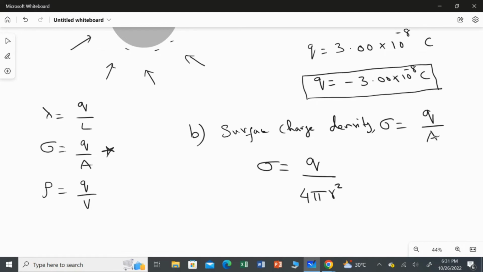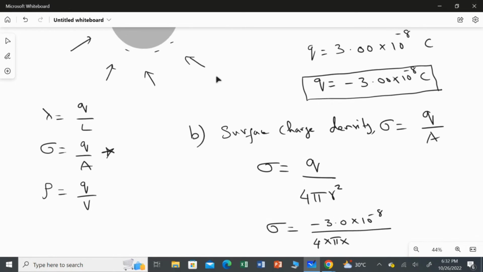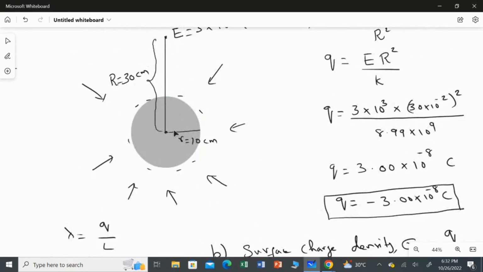Now, here I have to substitute the value of the charge. So I'm going to take the answer of the charge from the first part and substitute here. In the previous part, we found the answer for the charge. So what's the value of the charge? Minus 3.0 multiplied by 10 to the power of minus 8 divided by 4 multiplied by pi multiplied by, what is our r? Because the charge is sitting on the surface, so what is the distance? Here the radius is the distance. Am I right?